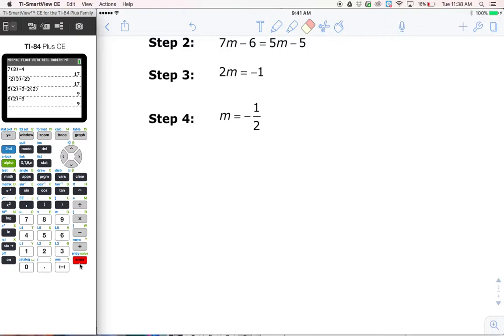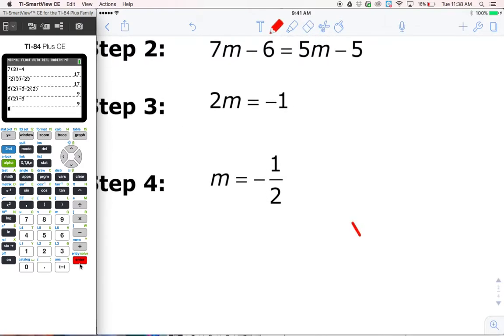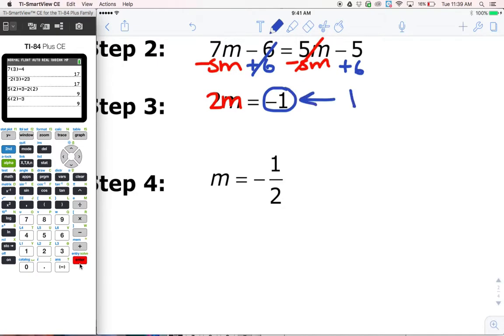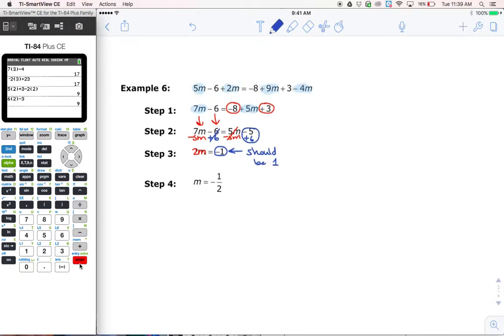Okay, let's look at this next one. Looks like they did a couple steps here in this next one. Check it out. I'm seeing that they must have subtracted 5m and 5m and gotten 2m. Okay, that works. But then look at their regular numbers. They must have added 6 to both sides, and they're getting negative 1. That's wrong. What should this be? Negative 5 plus 6 should be positive 1. So the step that was wrong in this case was step 3.